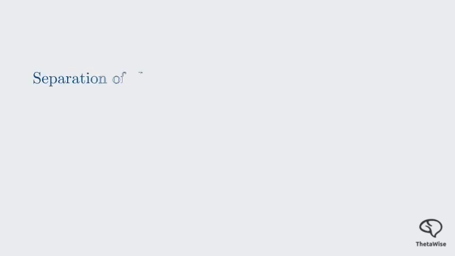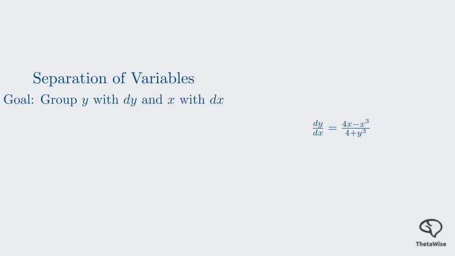The first major step in solving this type of equation is called separation of variables. We want to move all the terms involving y to the left side with dy, and all the terms involving x to the right side with dx. To do this, we multiply both sides by the denominator, 4 plus y cubed, and also multiply both sides by dx. Notice how the variables are now completely isolated on their respective sides. This sets us up perfectly for integration.